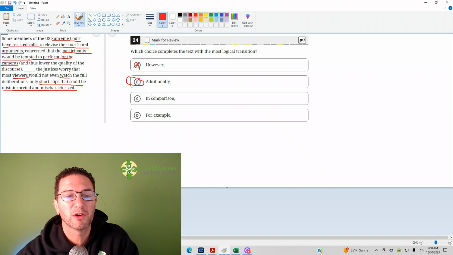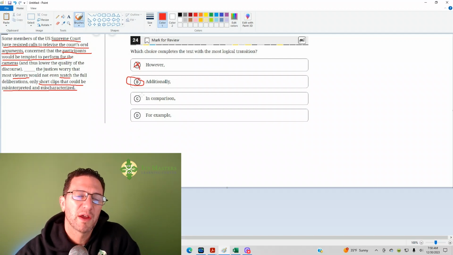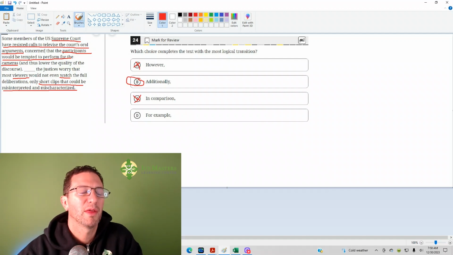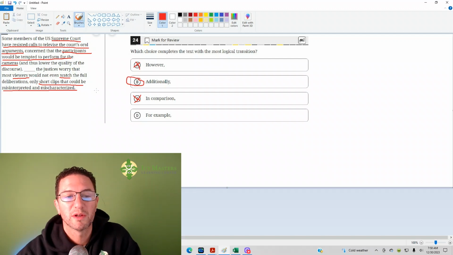Answer choice B is going to be your correct answer. In comparison, you have compare and contrast. Comparisons use similarity. And yes, they are similar, but you would not use in comparison in this. We're not comparing theatrics, performing for the cameras, to short clips.